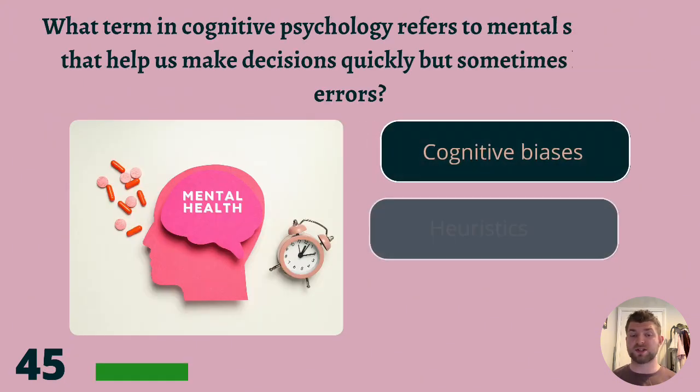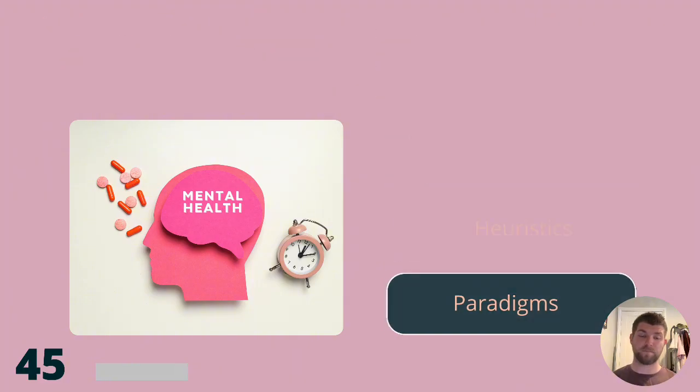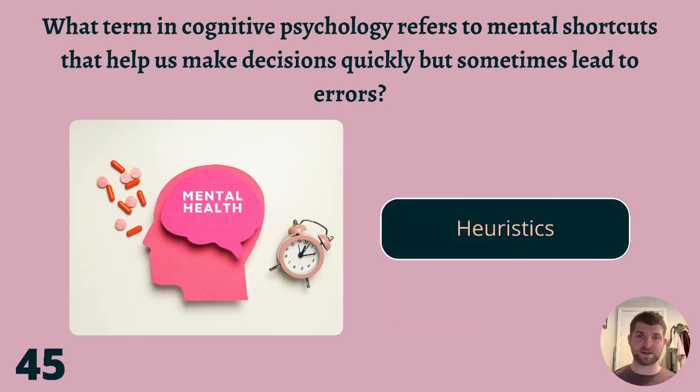45. What term in cognitive psychology refers to mental shortcuts that help us to make decisions quickly but sometimes lead to errors? Cognitive biases, heuristics, or paradigms? The answer is heuristics.